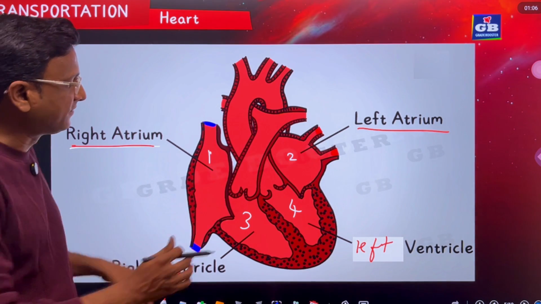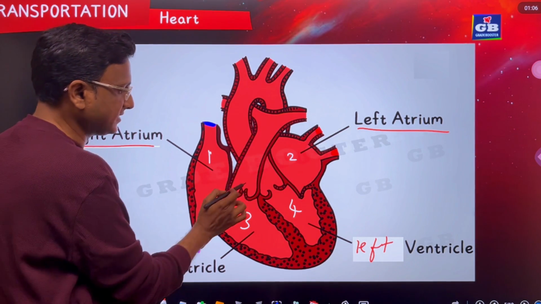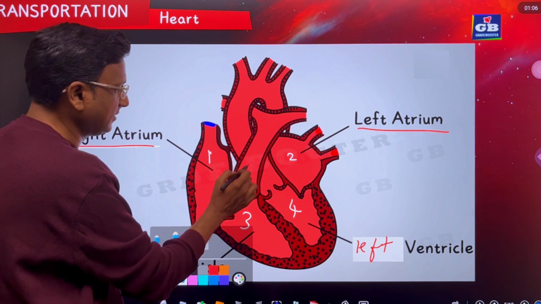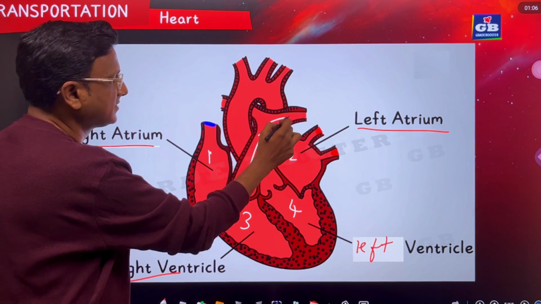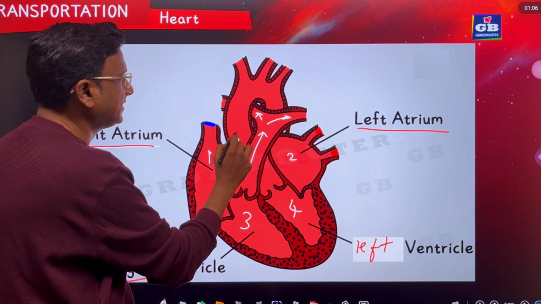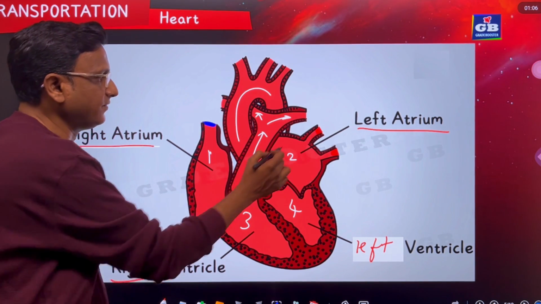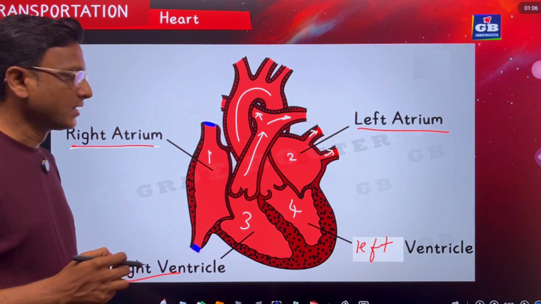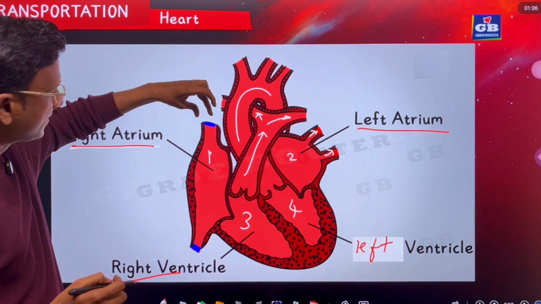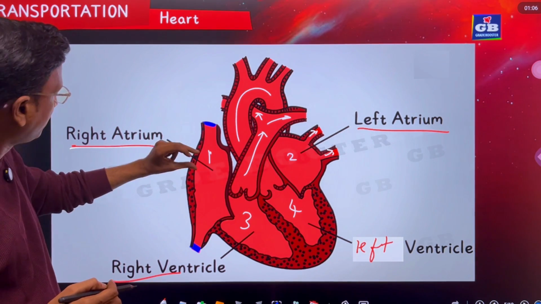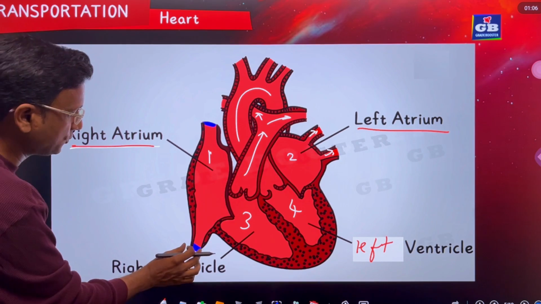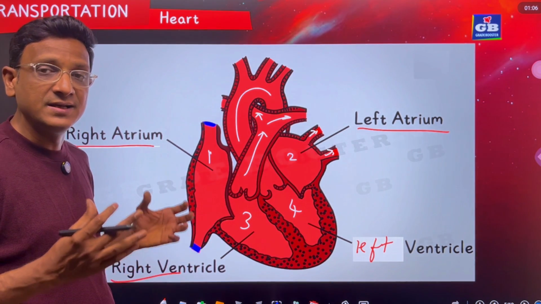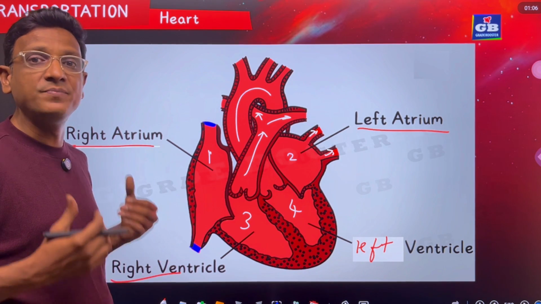There are some blood vessels connected. We can see the blood vessels here, the flow going like this. Right, children? So there are 2 blood vessels that are connected to the right atrium. Here you can see 2 blood vessels. These blood vessels bring deoxygenated blood from the body parts.